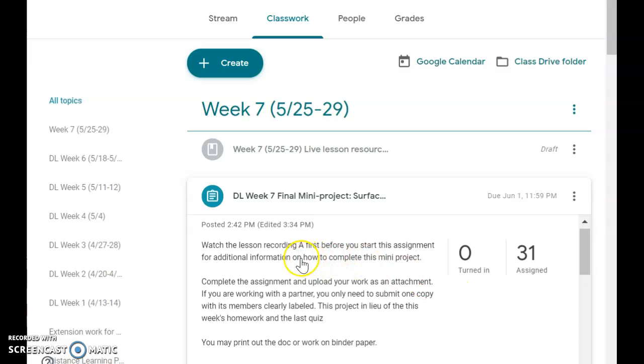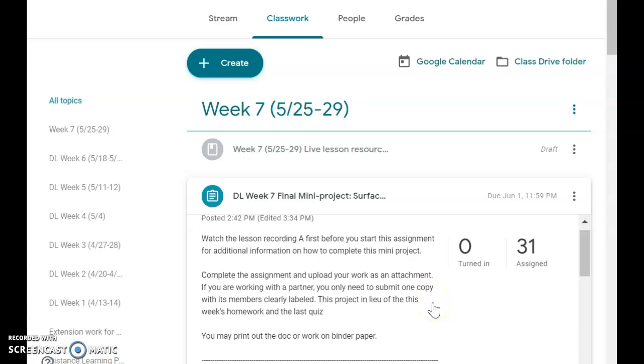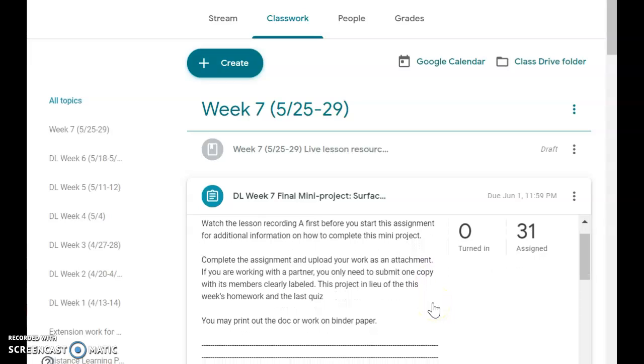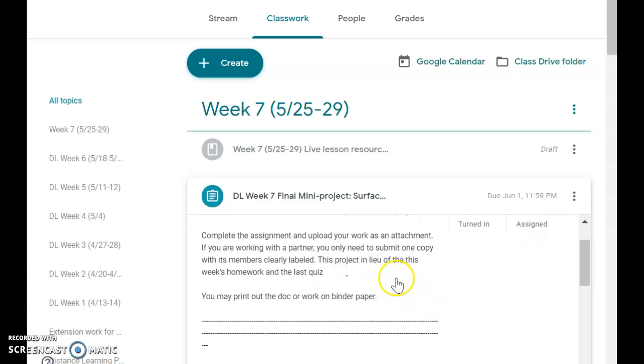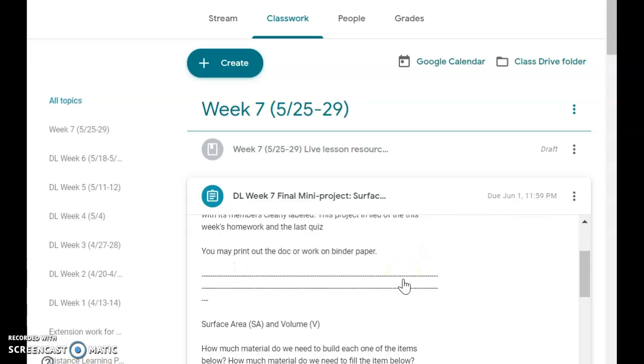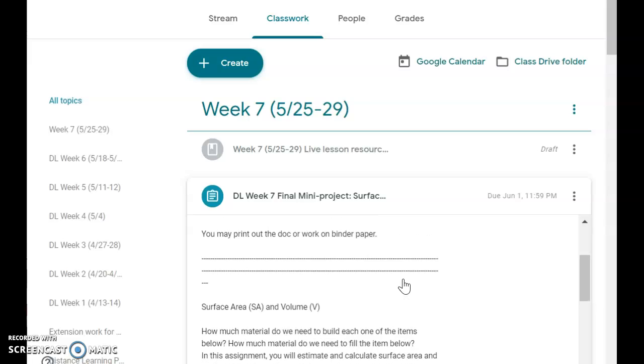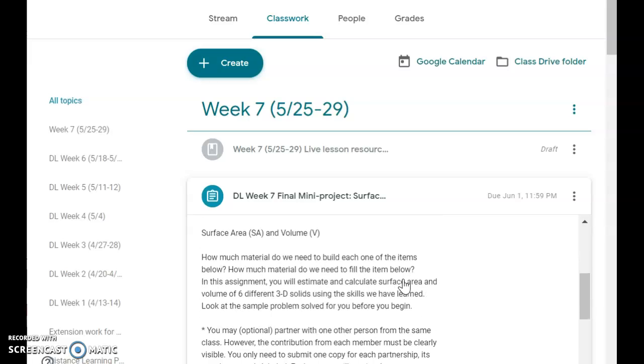It says watch the lesson recording A first. This is what you're listening to right now. And complete the assignment and upload the work as an attachment. If you are working with a partner, you only need to submit one copy with the members clearly labeled, and this project is in lieu of the homework this week and next week's quiz. You can print out the document or you can work on binder paper as usual.